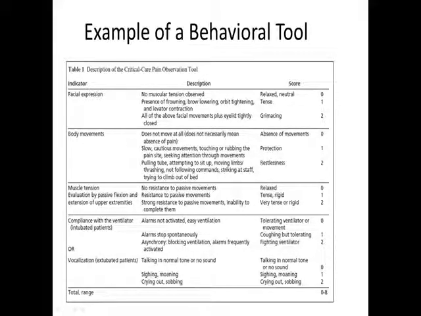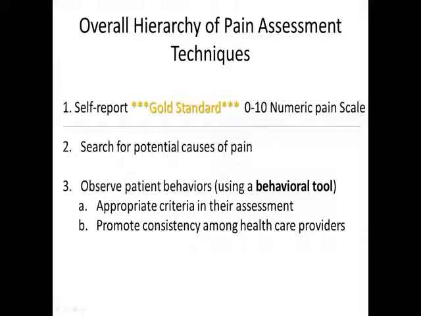So you can see on this particular behavioral tool, we're looking at facial expression, body movements, and muscle tension, and we're giving them a score and evaluating how their total score rates. In this particular tool, the pain range is from 0 to 8. So if the patient scored an 8, that's some pretty good evidence that they are having some significant discomfort. Plus, using this tool, we can use it to screen for pain, but we can also use it to help evaluate and assess whether our intervention was successful or not.